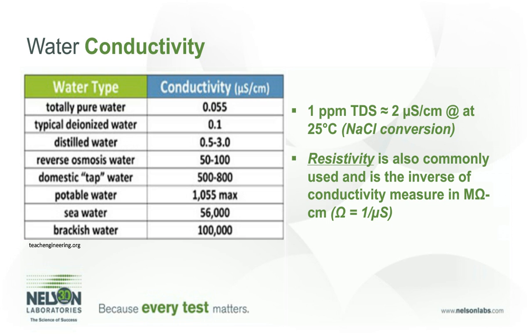It should also be noted that we sometimes use the term resistivity when discussing ionic concentration. Resistivity is a measurement of the resistance of water to an electrical current. Resistivity is simply the inverse of conductivity and has the units of megohm-centimeters.